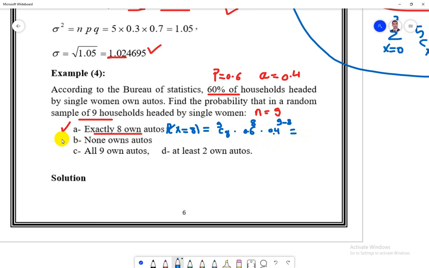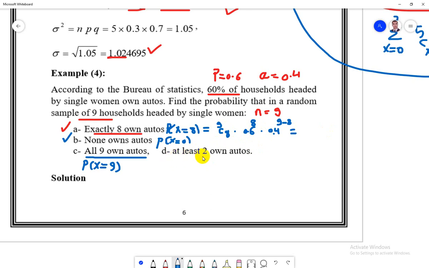Question B, none owns autos. That means the same question as we have now, but with X equals 0. So question B, just find the probability of X equals 0. Question C, be careful about question C. All 9 own autos. What will be the value of X in that question? Please think now. All 9 own autos. That means find the probability of X equals exactly 9. Some people say it's greater than or less than or equal to 9. No, it's exactly 9. That is question C. Substitute in the same formula, just changing the value of X.